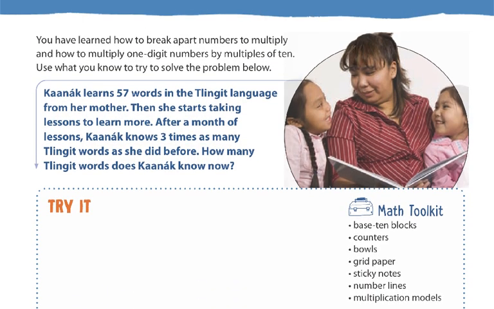231. Kanak learns 57 words in the Tlingit language from her mother. Then she starts taking lessons to learn more. After a month of lessons, Kanak knows 3 times as many Tlingit words as she did before. How many Tlingit words does Kanak know now?